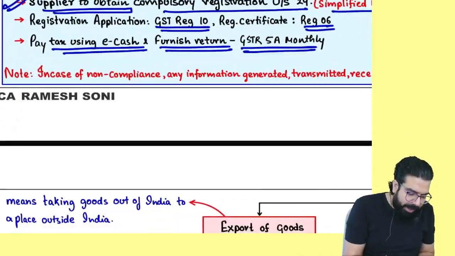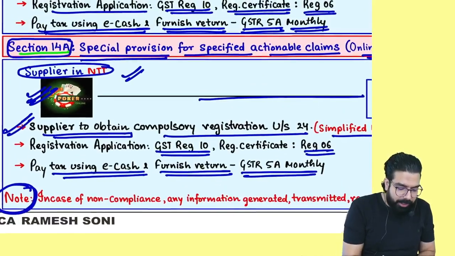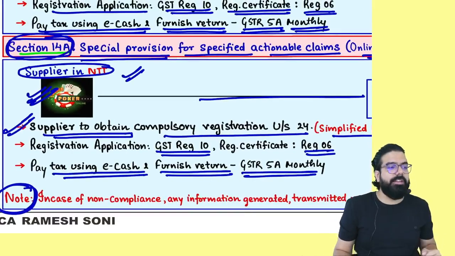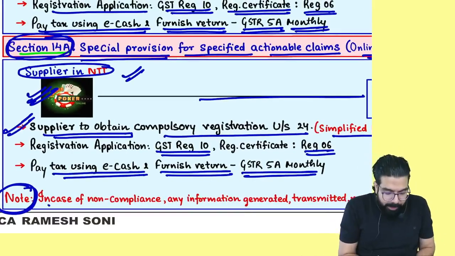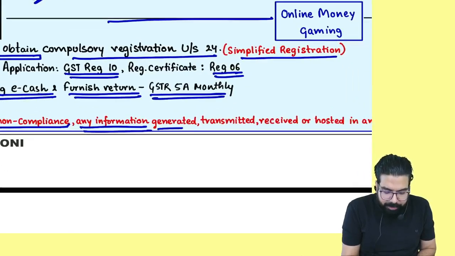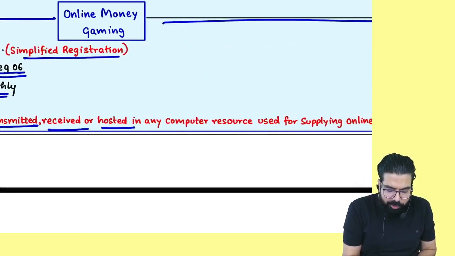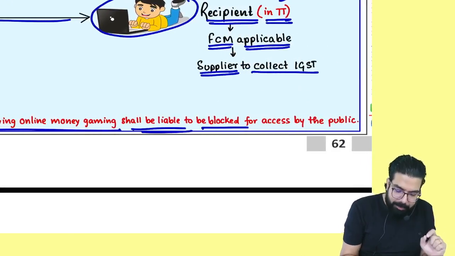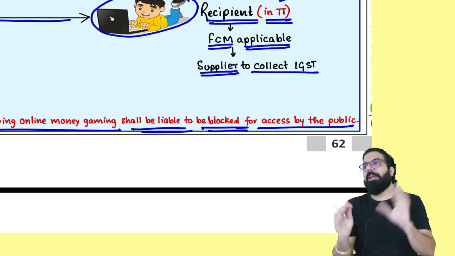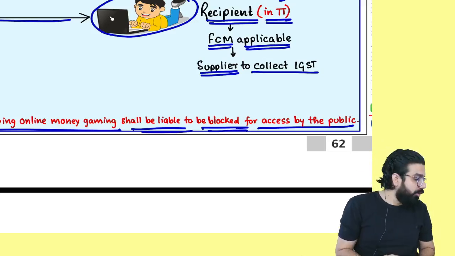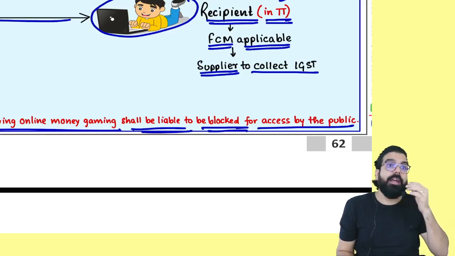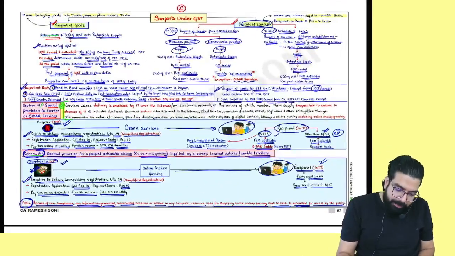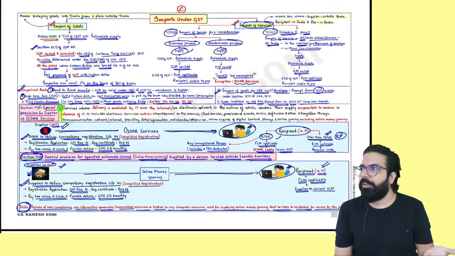Now, one point which I want you to remember, supposedly these people from outside India don't do the compliance in India, don't take the registration in India. Then remember, in case of non-compliance, any information generated, transmitted, received, hosted in any computer resource used for supplying online money gaming shall be liable to be blocked for access by the public. Means the system which you are using to provide the service, they will block the system itself. Basically you will not be able to do business in India.